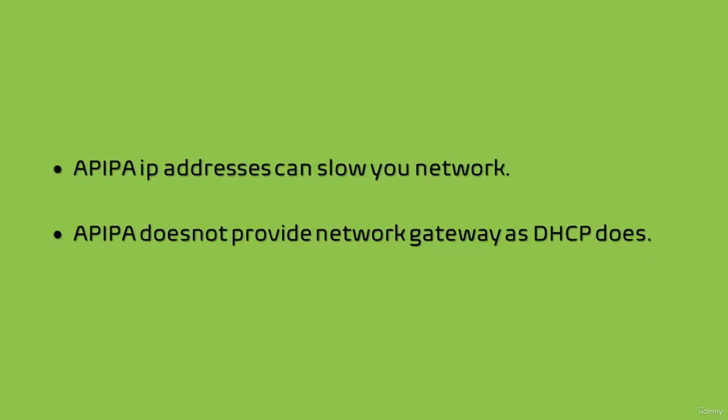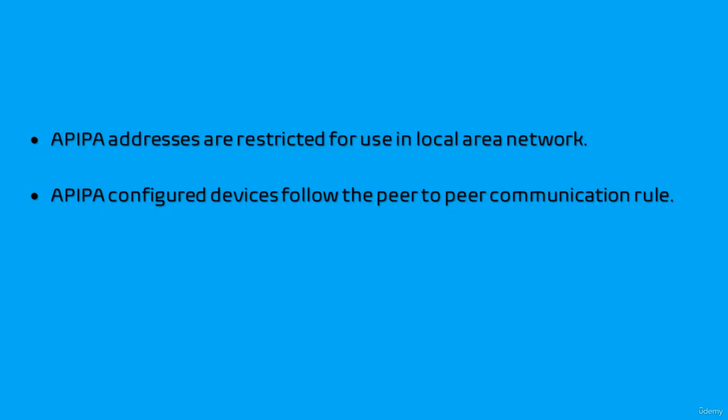But wait, if there are advantages, there got to be disadvantages. APIPA IP addresses can slow your network. APIPA does not provide network gateway like a DHCP does. And yeah, it's got some limitations. APIPA addresses are restricted for use in your local area network. APIPA configured devices follow the peer-to-peer communication rule.